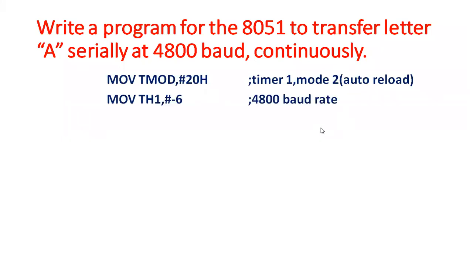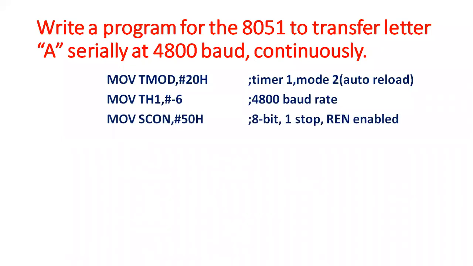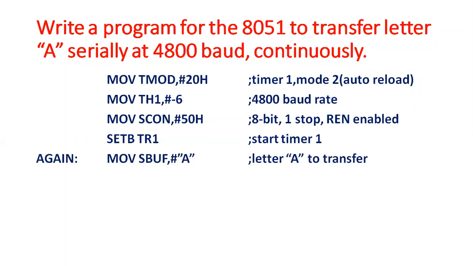Next, the baud rate is 4800, so what is the value you should load to TH1? You can load minus 6. The next one is the SCON register, which should be loaded with 50H. What is the next step? Start the timer. Which instruction is useful for starting the timer? SETB TR1.